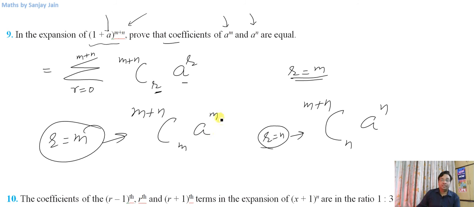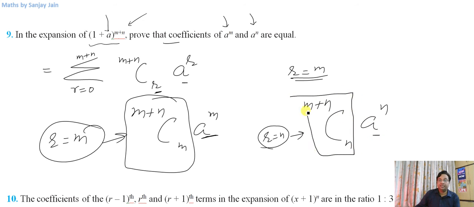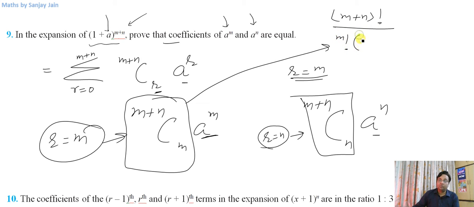So coefficient of a raised to power m will be m plus n Cm, and coefficient of a raised to power n is m plus n Cn, and these are equal. Why? Because this means m plus n factorial divided by m factorial into m plus n minus m factorial, which is, m will get cancelled, so it is nothing but m plus n factorial divided by m factorial into n factorial. And similarly, this you can show is equal to this.